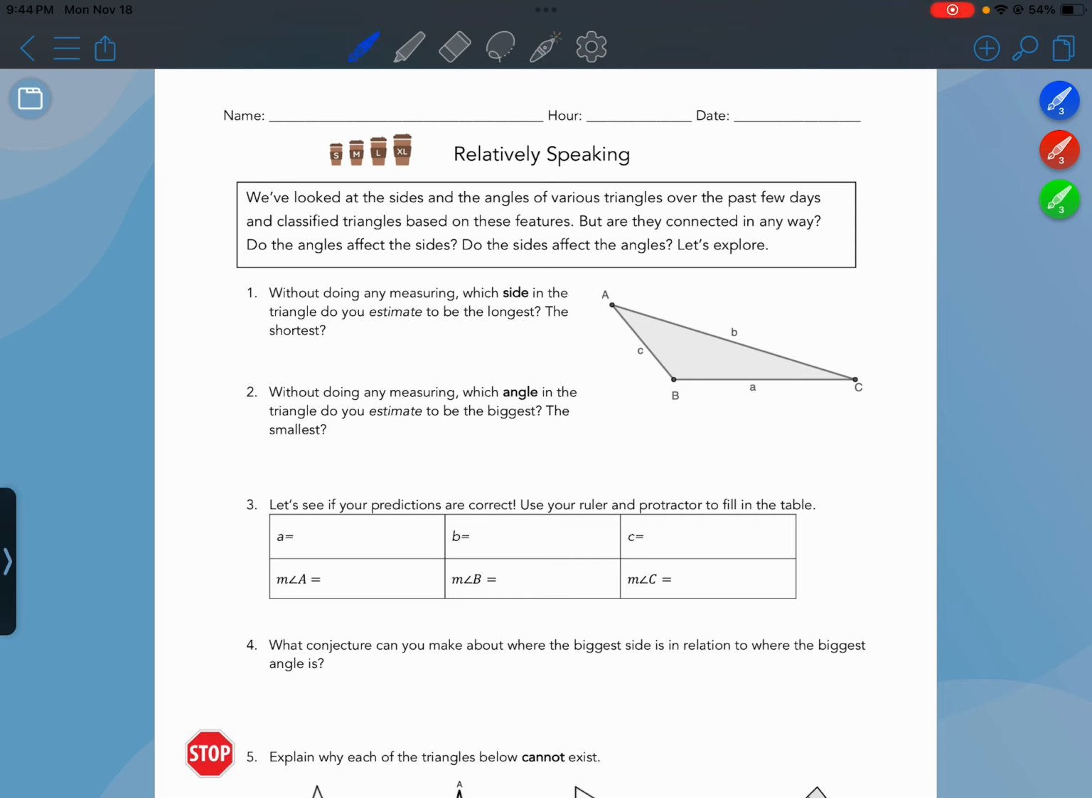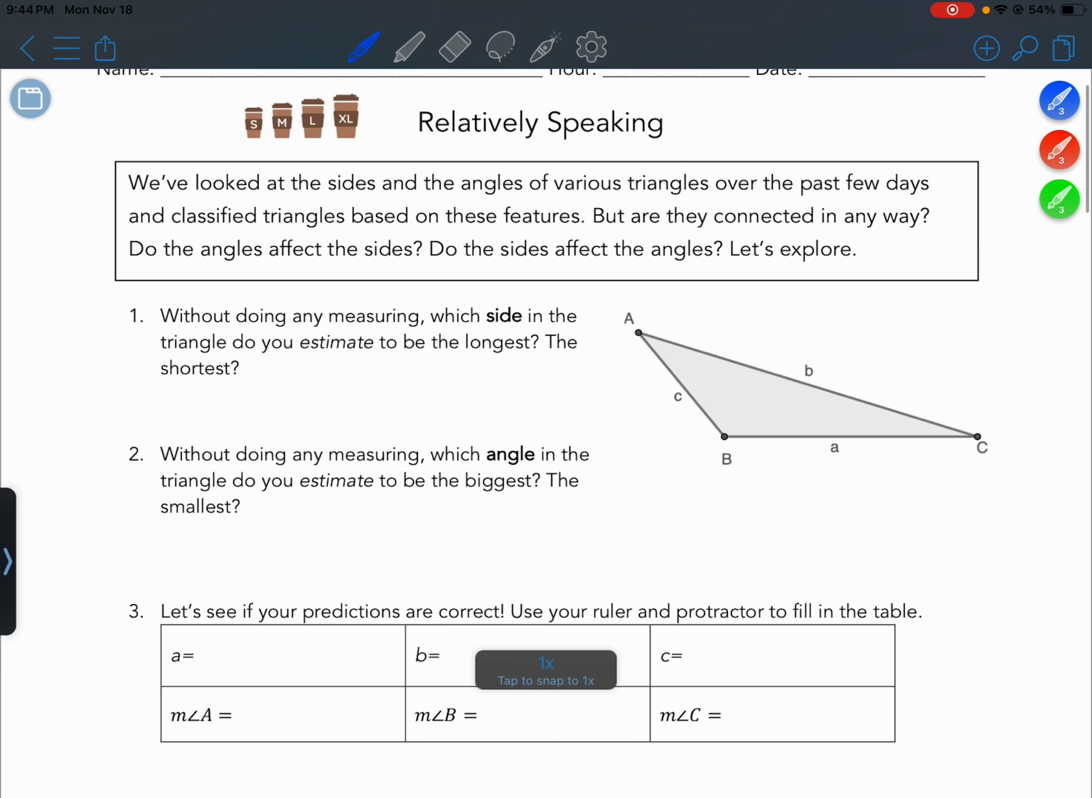All right, so you've had a chance to work through those first 4 questions. Normally I would have gone around and captured some responses, but since I'm not there, I'm going to have to just make up some student responses. So question number 1, without doing any measuring, which side of the triangle would you estimate to be the longest? How about the shortest?